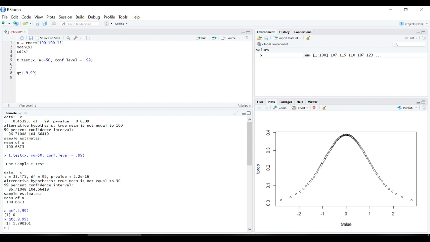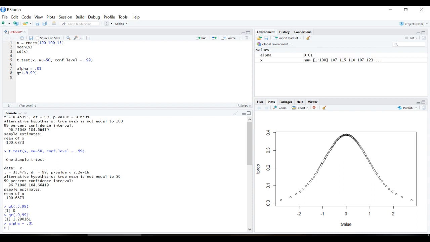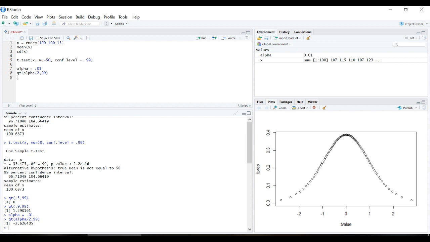So say we were looking at an alpha that was 0.01, just like we were before. When you would actually come down to qt, you would need to specify alpha divided by 2. This would get us the value that we need. And notice it's giving us a negative number in this instance. That's because the default is to report the lower tail.